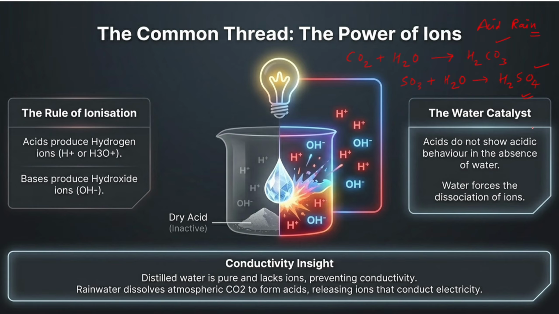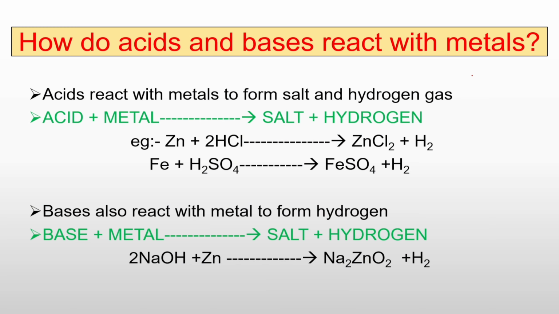That is why it is termed acid rain. Why acid rain? Because this water is combining with these gases to form acids. And that is why this type of rain, the first or second rain of the season, is very, very harmful. So rainwater dissolves atmospheric CO2 to form acids, releasing ions that conduct electricity. So acid rain conducts electricity.